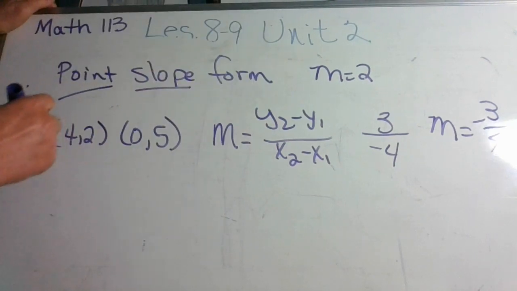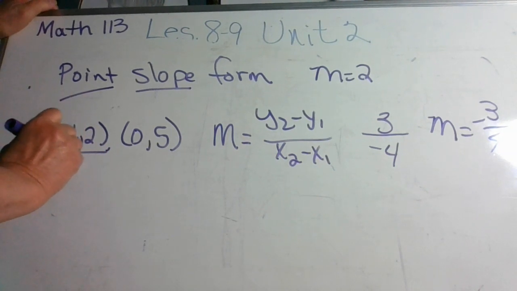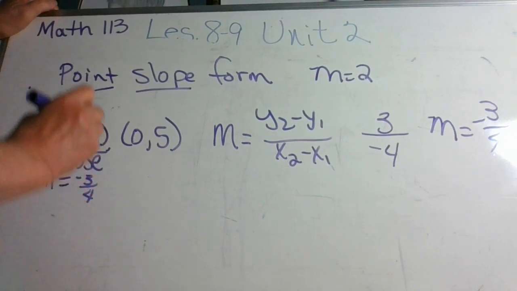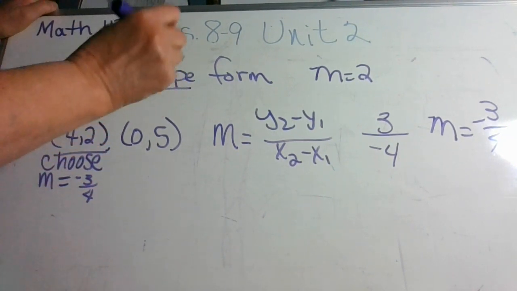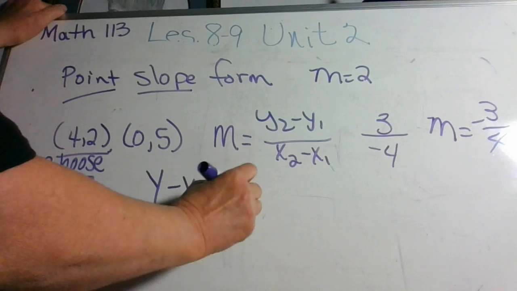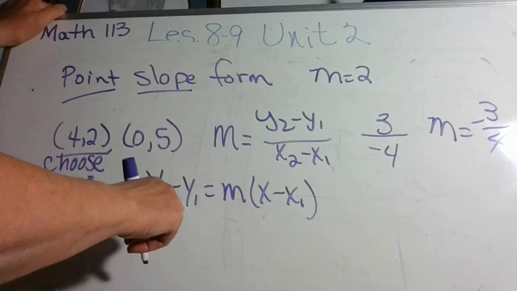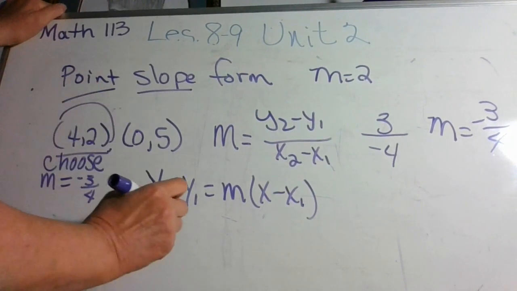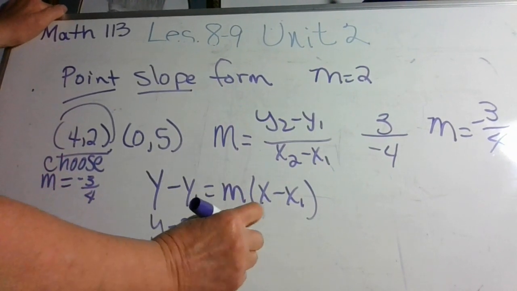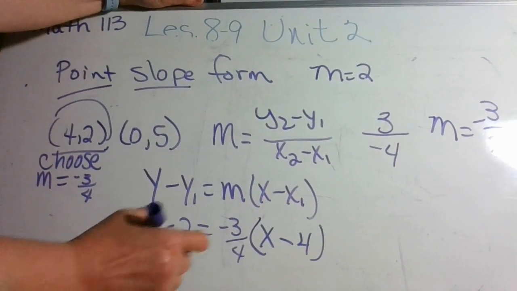Now, I have a point. I can choose either one of these. I'm actually going to choose this one. You know that your slope is negative 3/4, and now we're going to use that point slope form, which was y minus y1 is equal to m times x minus x1. So y minus, again, I chose this one right here, so y is 2. So y subtract 2 is equal to my slope, negative 3/4, times x subtract, and I chose that one, so it's 4.